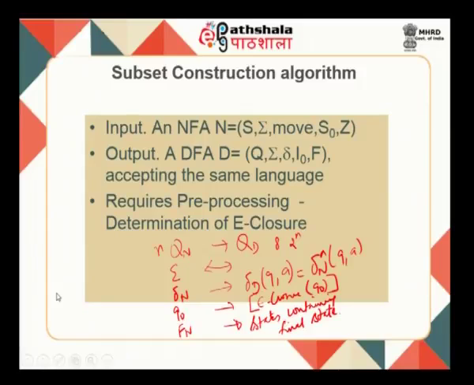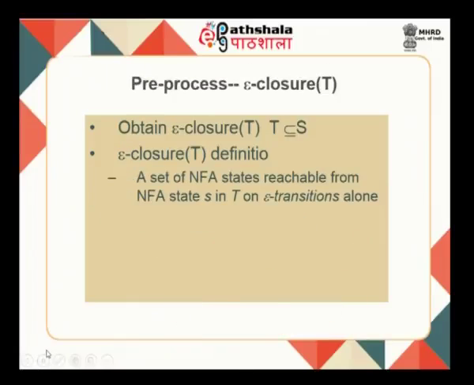This algorithm requires you to do a pre-processing. The pre-processing is called the determination of epsilon closure. Now, what is epsilon closure? Epsilon closure can be thought of as the set of states reachable from an NFA state, including itself, on epsilon transitions only. Epsilon closure is defined as the set of states in your NFA that is reachable from a particular state on epsilon transitions only. It also includes the current state, because epsilon closure is definitely not null.